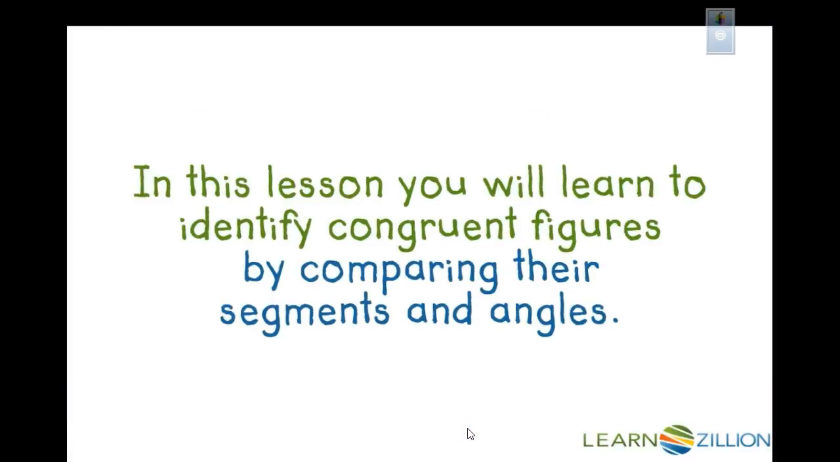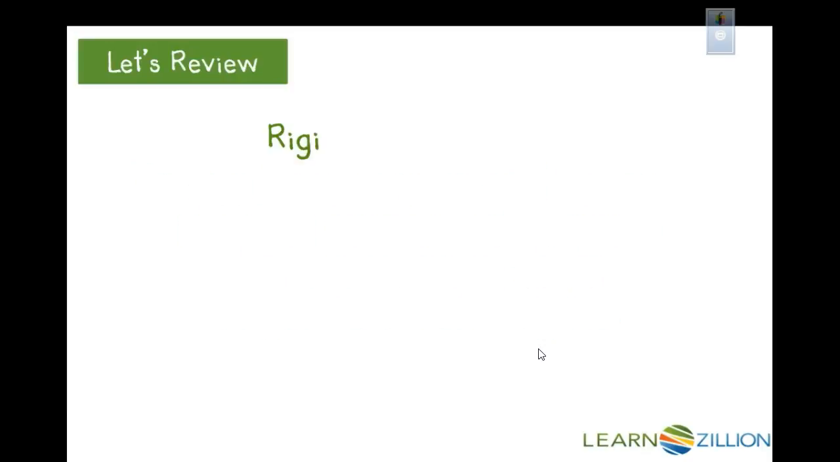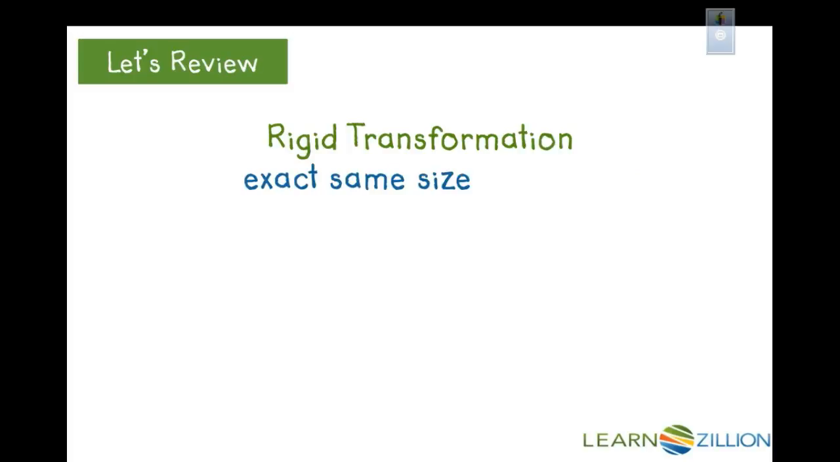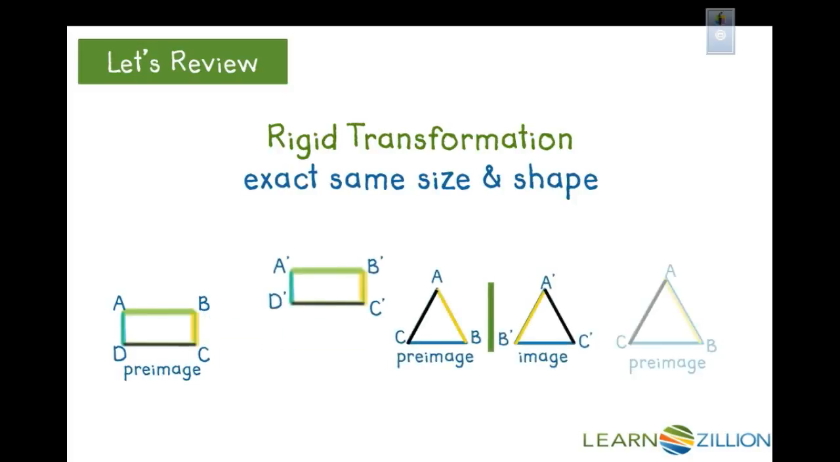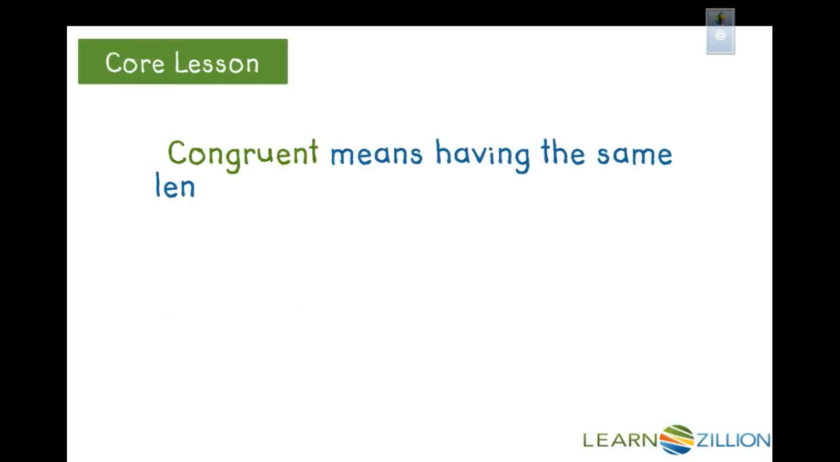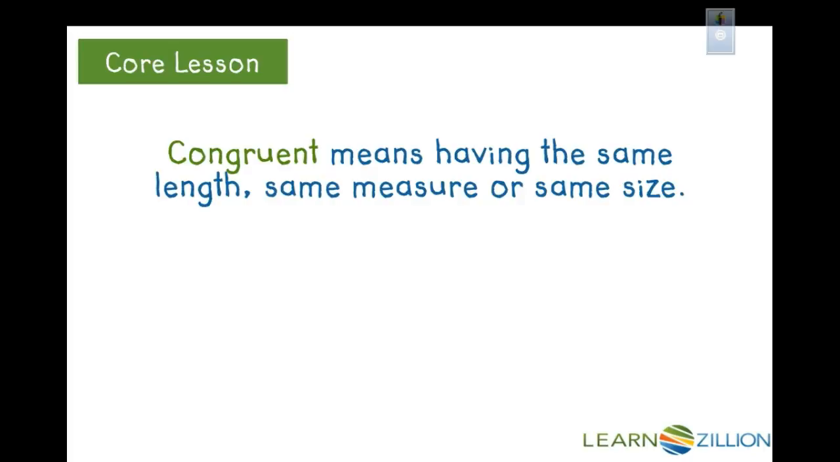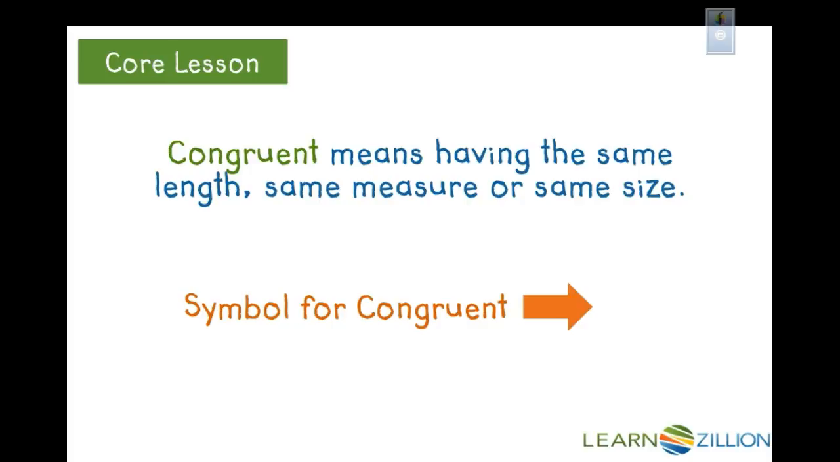In this lesson, you will learn to identify congruent figures by comparing their segments and angles. When we discussed translations, reflections, and rotations, we said that they were rigid transformations because no matter how we slid, mirrored, or turned the figure, it stayed the exact same size and shape as the pre-image. Congruent is another term in geometry which means having the same length, measure, or size. The symbol used when saying two segments, angles, or figures are congruent looks like an equal sign with one small squiggle on the top.